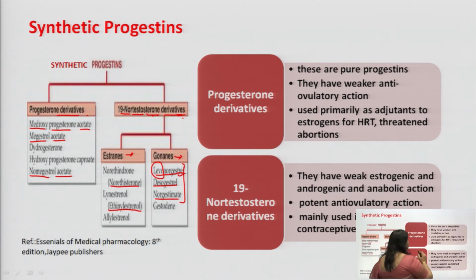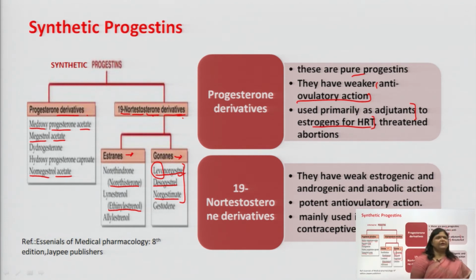Now these progesterone derivatives are pure progestins. They have very weak anti-ovulatory action, and they are used primarily in conjunction with the estrogens for hormone replacement therapy, and also in case of threatened abortion. Threatened abortion means where the pregnancy could not be maintained; these progesterone derivatives could be used.